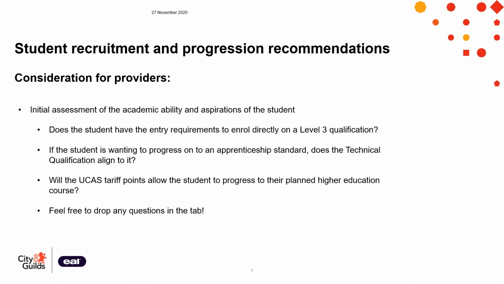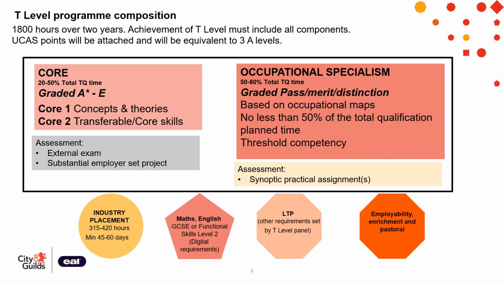Now, if we move on to the occupational specialism, that's between 50 and 80% of the TQ. Go back to the slide, please. Thanks, Celine. And it's based on apprenticeship occupational maps. It is practically assessed by a synoptic assignment, which means it assesses the breadth of the occupational specialism, and it is graded as pass, merit, or distinction. This is provided by City and Guilds and EAL, and it's marked internally by centres and moderated by us.